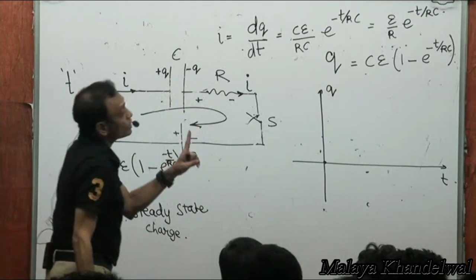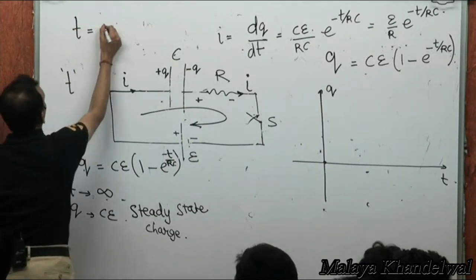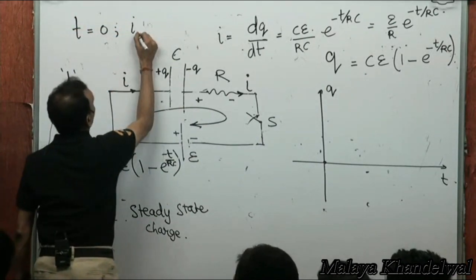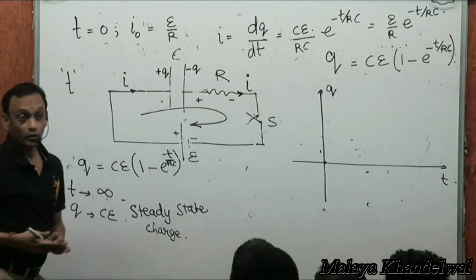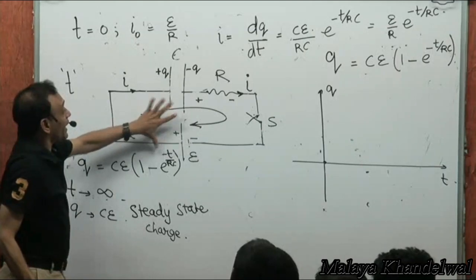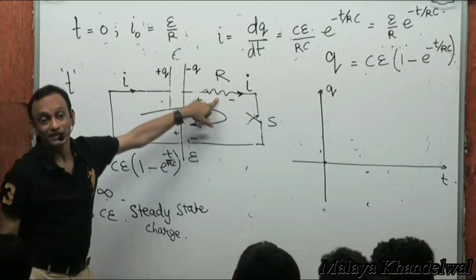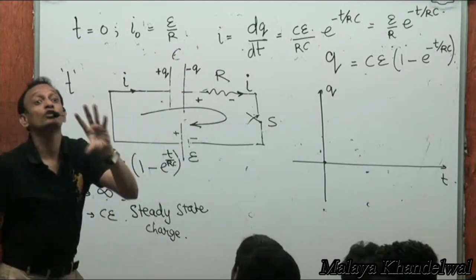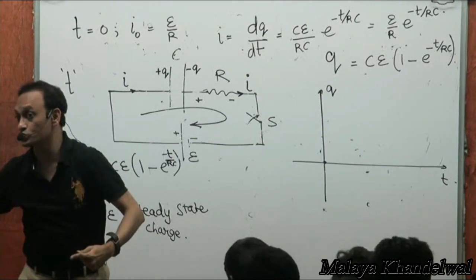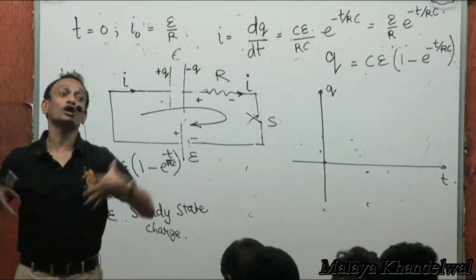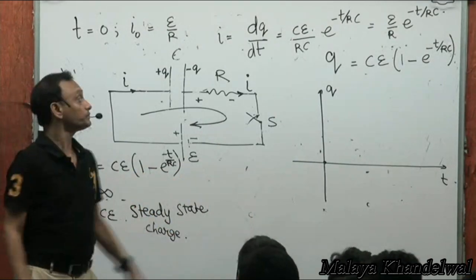Now notice one fact. At t equal to 0, current I0 was epsilon by R. Yes or no? If the current was epsilon by R, it was as if this circuit had only a resistance. That means the capacitor element behaved like zero resistance. An uncharged capacitor behaves like zero resistance. Under steady state conditions, a capacitor will behave like infinite resistance in the circuit.